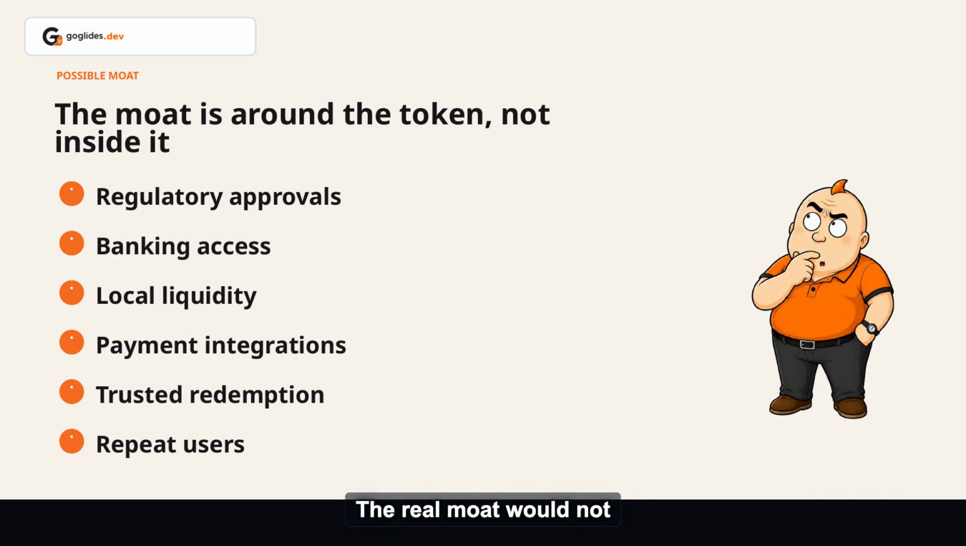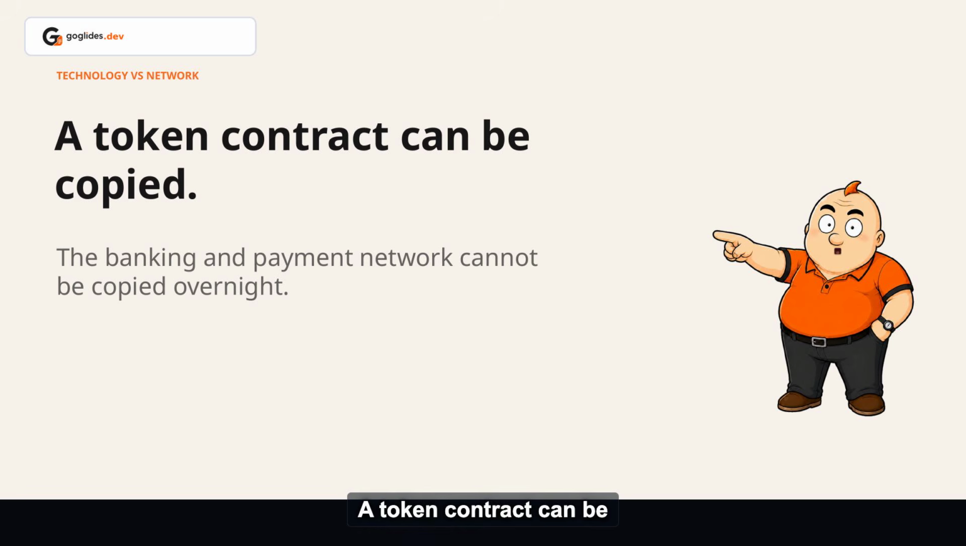The real moat would not be the token contract. A token contract can be copied. The moat would be regulatory approvals, banking access, local liquidity, payment integrations, trusted redemption, and repeat users. Datavault's patents may support the technology. The network around that technology will determine whether the business survives.